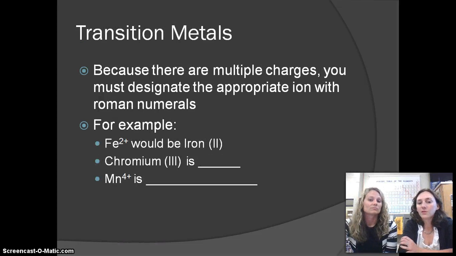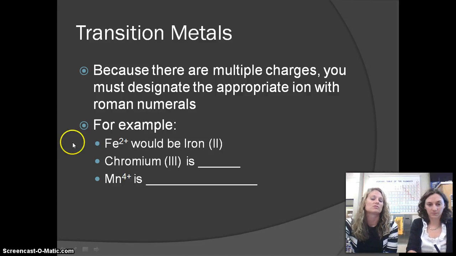There are multiple charges, so you must designate the appropriate ion with Roman numerals. The Roman numerals go in parentheses. So you write the name of the element, and then parentheses, Roman numerals, and that is your oxidation number. For example, you've got iron, and it is Fe2 plus. Your charge is 2 plus, so you do iron, parentheses, Roman numeral 2, parentheses. So it doesn't mean you're using 2 irons. It means the charge of iron is a 2 plus.